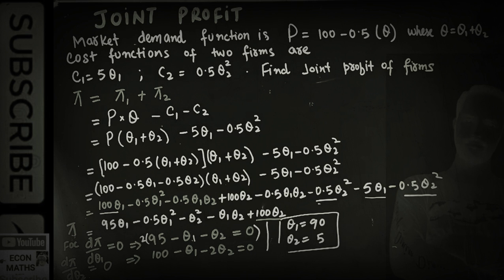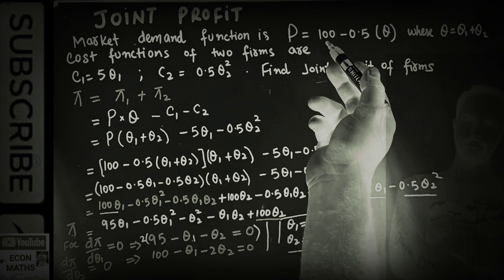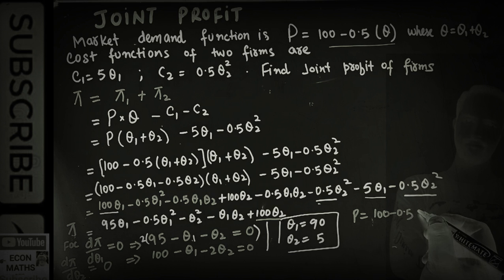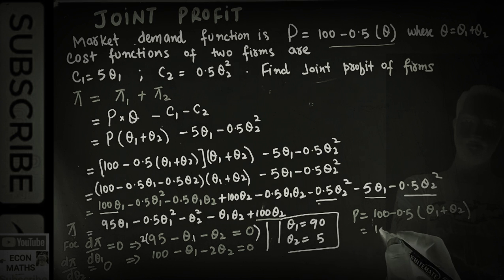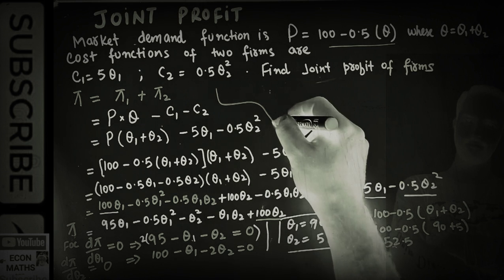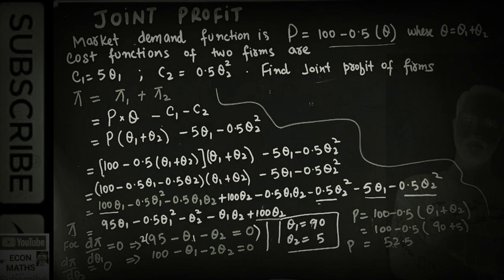Then what is the price? Now we know p is equal to this function. p is equal to 100 minus 0.5 times q1 plus q2 in place of q. So we get 100 minus 0.5 times 90 plus 5. Solve this out, and you will get 52.5 as the price. I cannot solve it here because I don't have space.